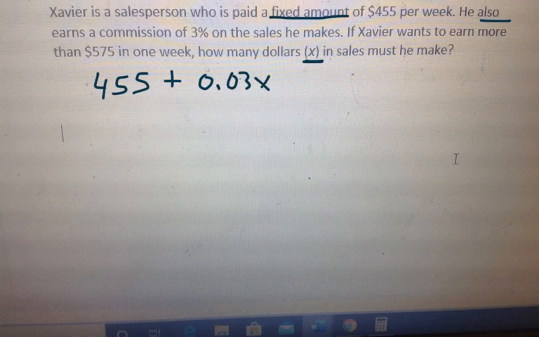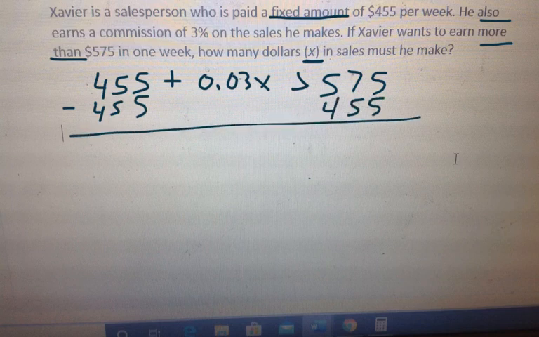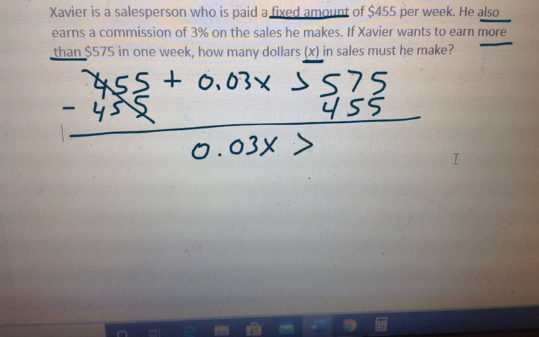If Xavier wants to earn more than, so greater than, $575 in 1 week, how many dollars must he make? How many sales must he make? Two-step equation. We start by subtracting 455 from both sides of this inequality. That cancels out. This comes down. We subtract this. So we have 0.03x is greater than 120.